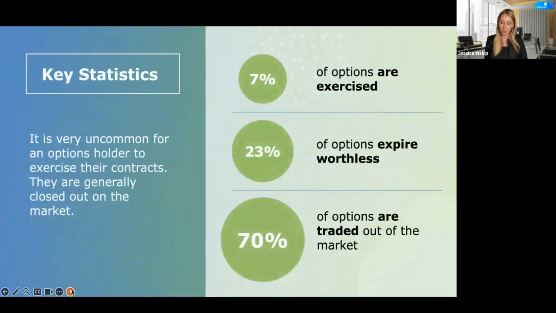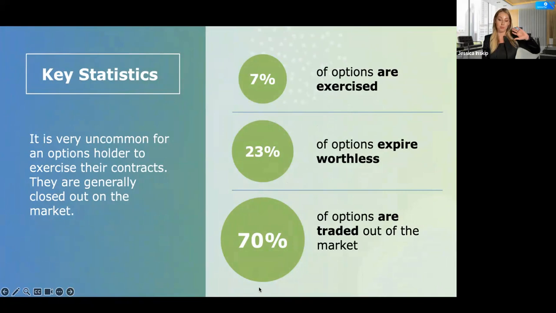I've got some examples that I don't think I'll go through, but I do love giving these statistics. I will say I need to update these. They're a couple months old, but it still drives the point home. Most people don't exercise their options contracts. 70% of options are traded on the secondary market.